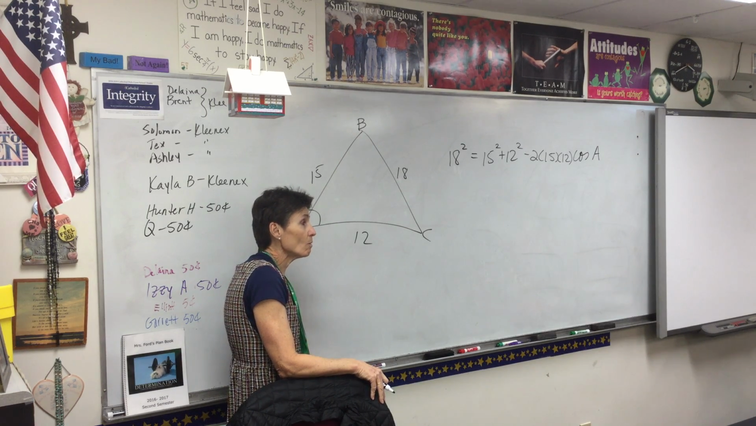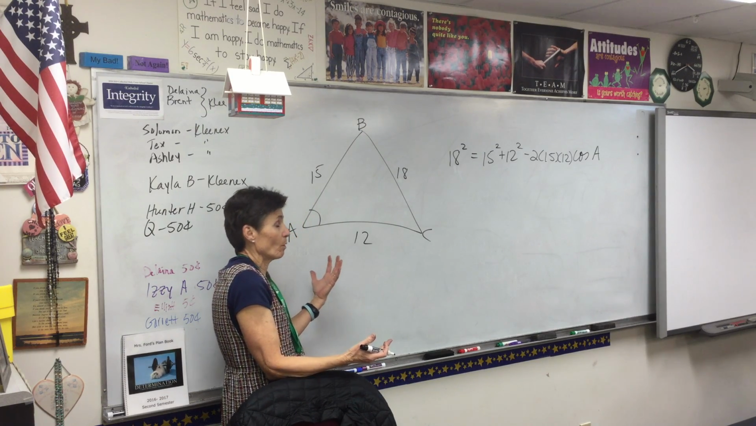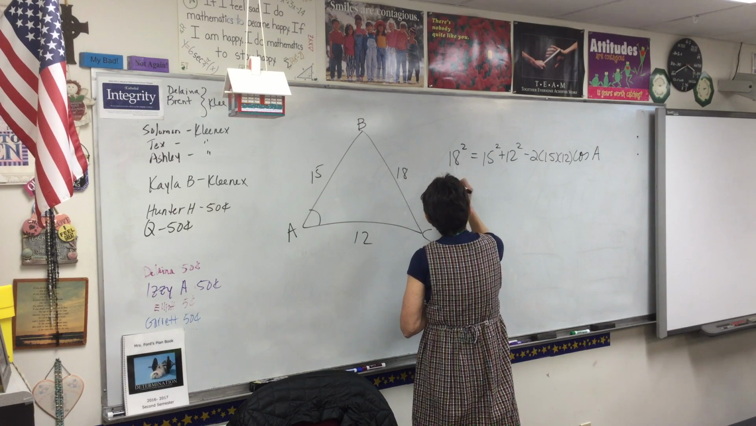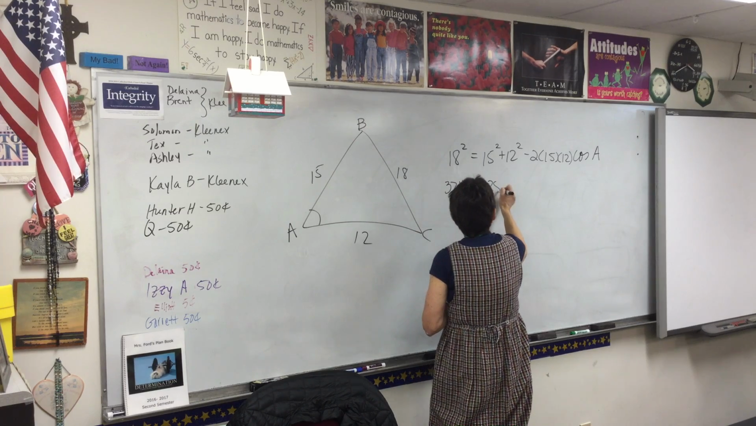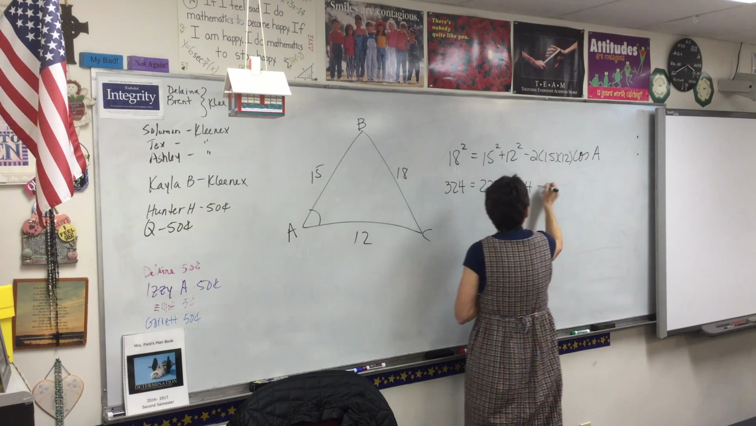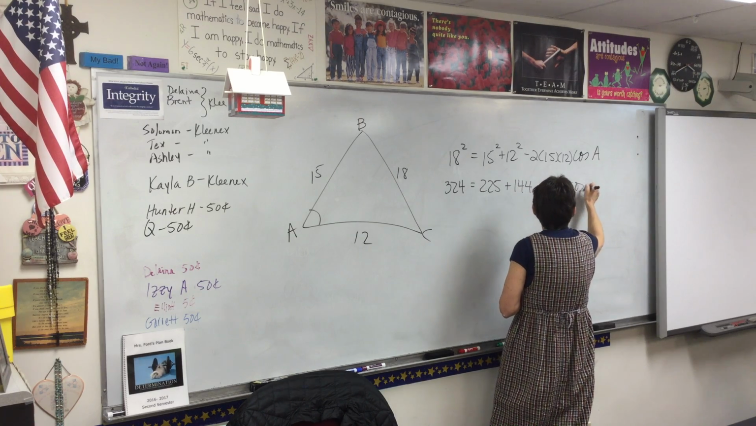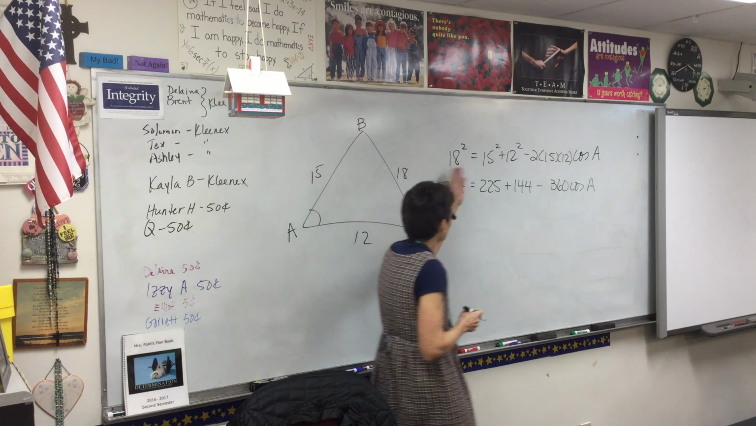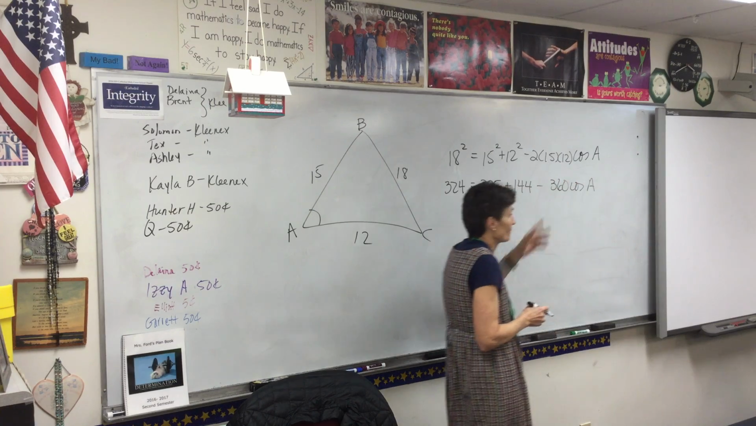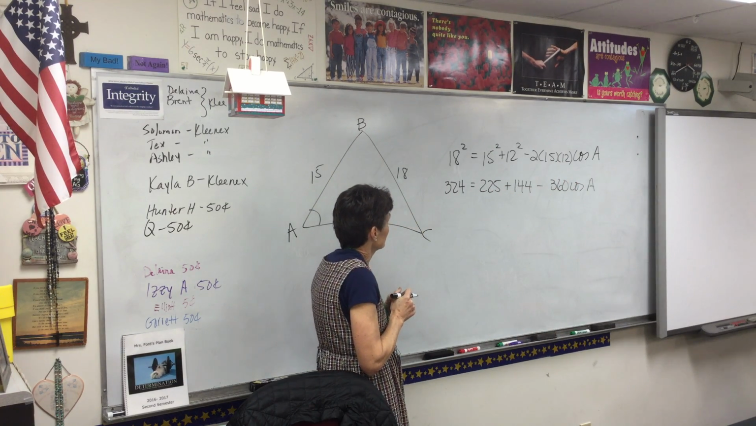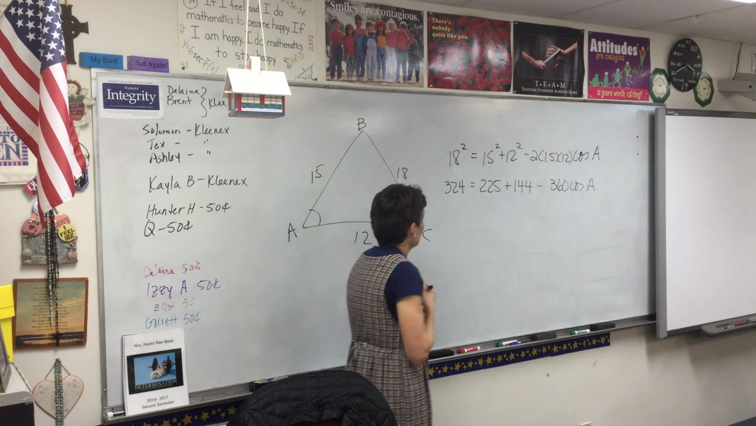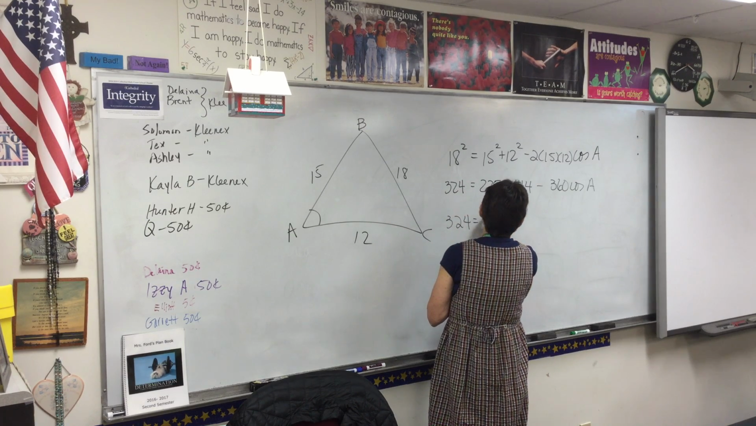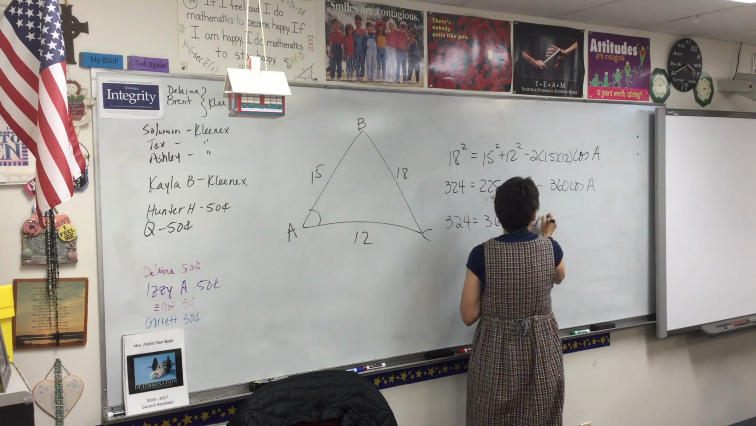All right, so now we start typing, and you're on your own at this point. If I'm typing it in, I'm going to do this. Oh, I always forget. Is that 324? Yeah. And 225 and 144 and 360 cosine A. So I'm just going to take care of all that arithmetic. So I squared, and then times all that together. Now, again, if I'm doing it, I'm going to add these two together. So I get 369 minus 360 cosine A.